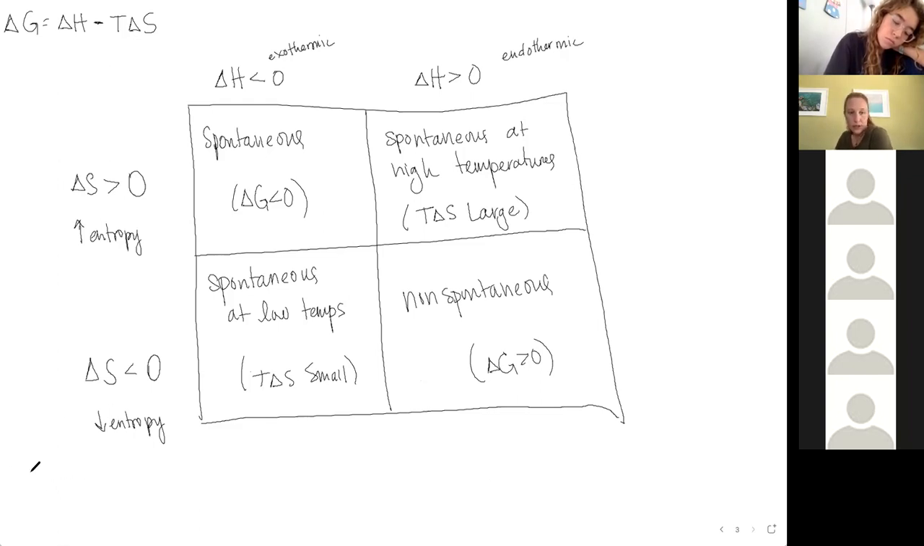So two things to note. Temperature in Kelvin is always greater than zero. It's always going to be a positive number. This temperature will always be non-negative.